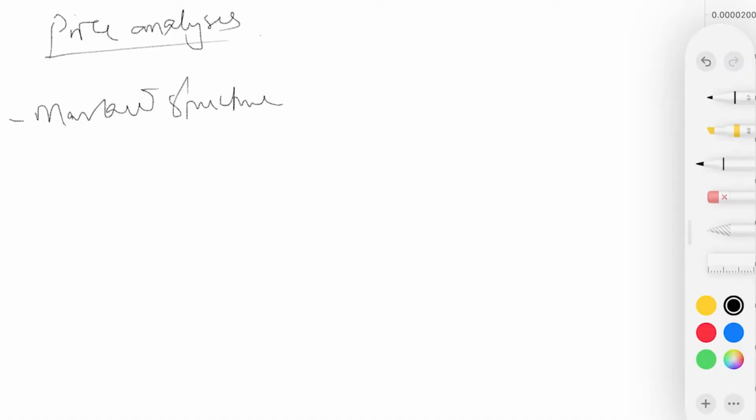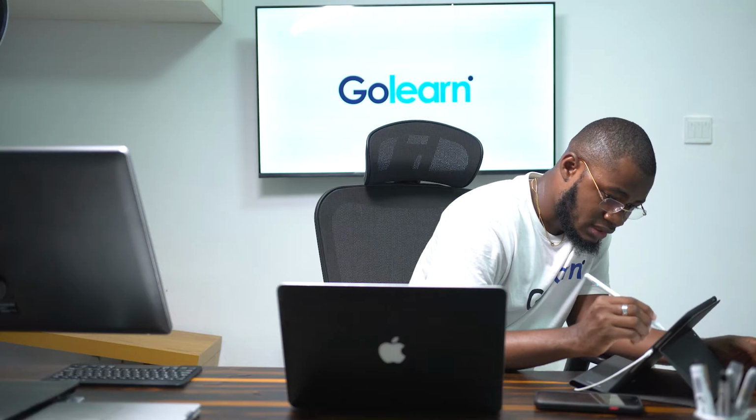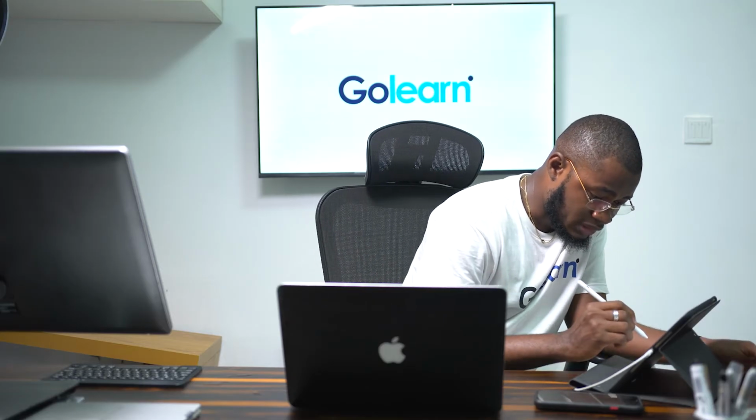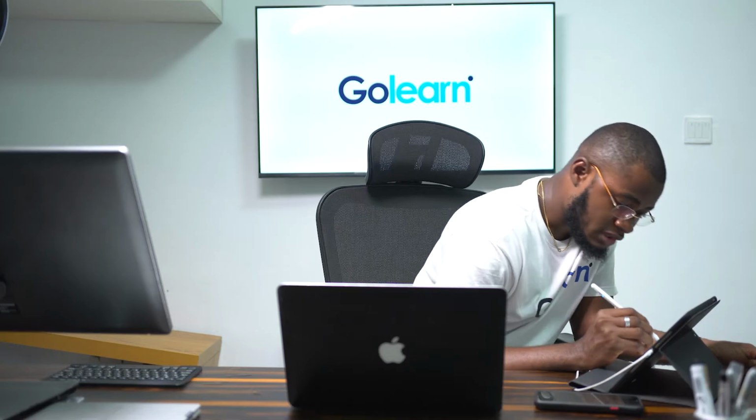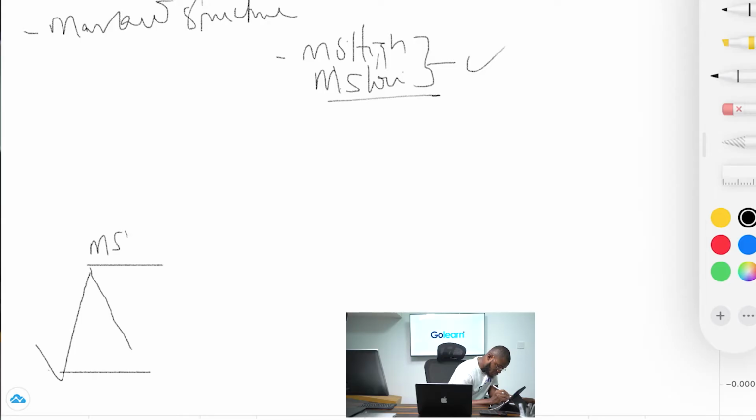Now, whenever you see a market, you need to know where the market structure high is and the market structure low. These are the two key things you need to understand. So look at this market. The market is going this way. Where is the high and the low? This is the high. This is the low. So this will be my market structure high, and this will be my market structure low.